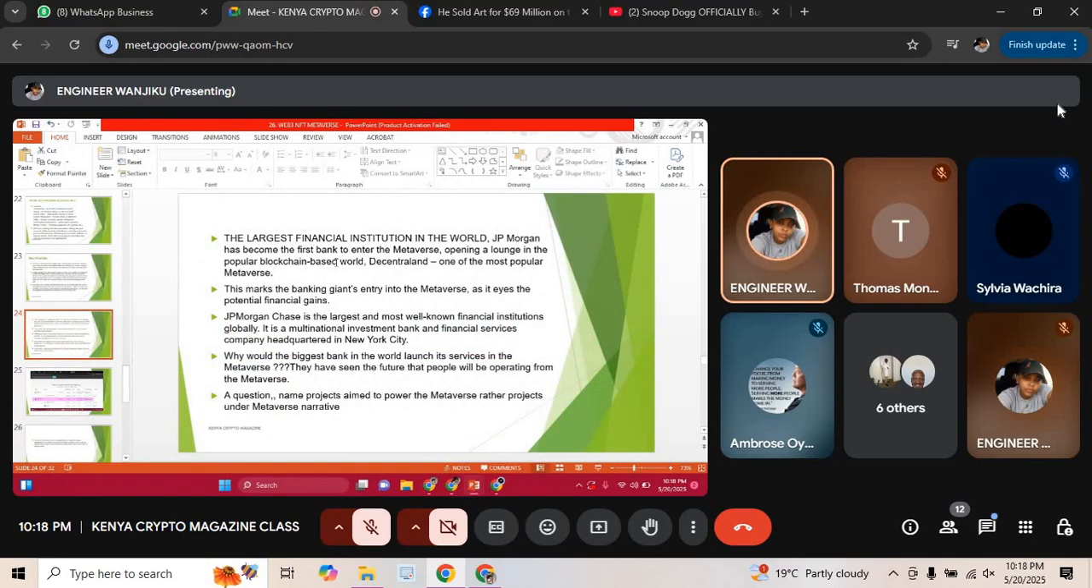We've seen that JP Morgan has become the first bank to enter the metaverse. They have opened a lounge in the popular blockchain-based world, Decentraland, and this marks the banking giant's entry into the metaverse. So what does this mean?